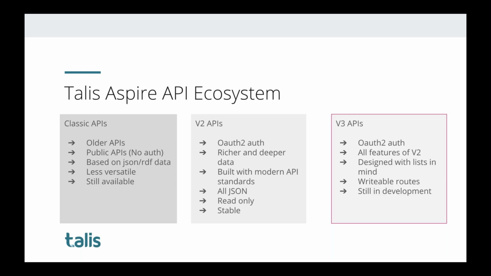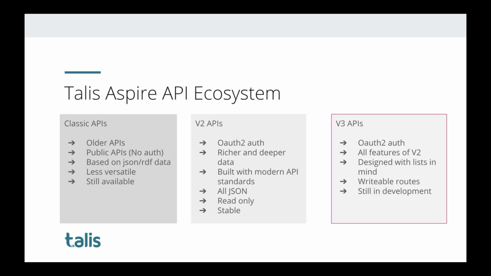They are all public, so there's no auth needed, but there's also no information that isn't public that you can get from it. So you can't get information on draft lists, for example, or users, anything that we wouldn't put just publicly out there. It's based on JSON RDF graph data. Those of you that are more technical might know what that is. Don't worry about it. It's basically a format which is not as well used today, so we've been moving away from it in our later APIs. But that's what it was based on. These are still available, but less versatile than what we've now got.